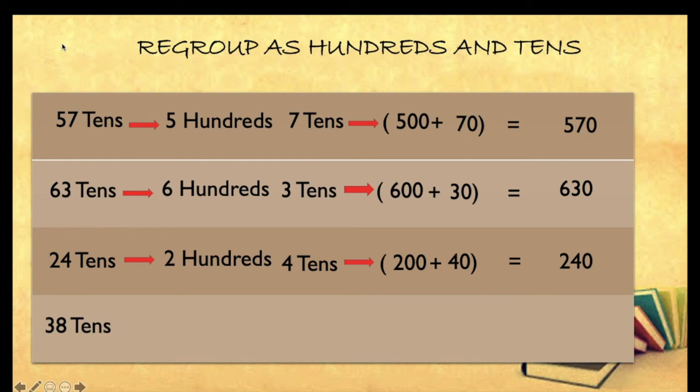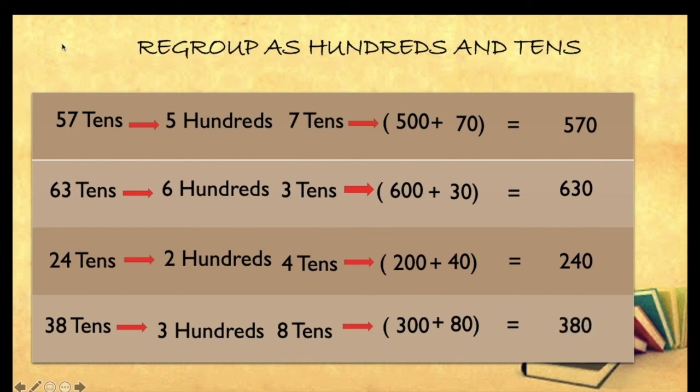The last one we have is 38 tens. In 38 tens, how many hundreds do we have? We have 3 hundreds and 8 tens. 3 hundreds, that is 3 times 100, is 300. 8 tens, that is 10, 20, 30, 40, 50, 60, 70 and 80. So 300 plus 80 is 380. So while regrouping hundreds and tens, you have to see how many hundreds are there and how many tens are there. Only then can you write.